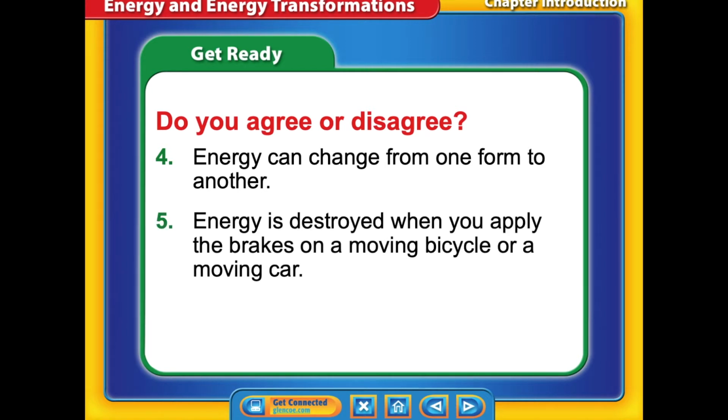Number 5, energy is destroyed when you apply the brakes on a moving bicycle or a moving car. Do you agree with that, or do you disagree? And number 6, the sun releases radiant energy. Do you agree or disagree?